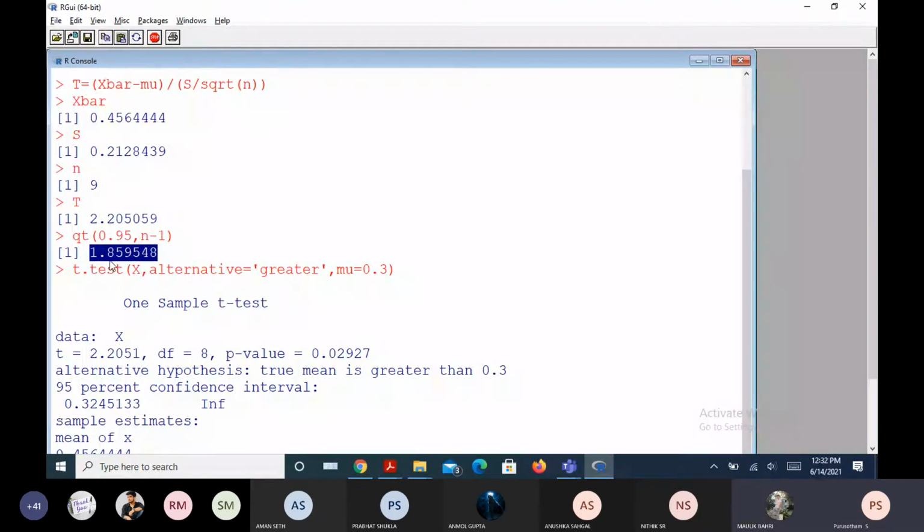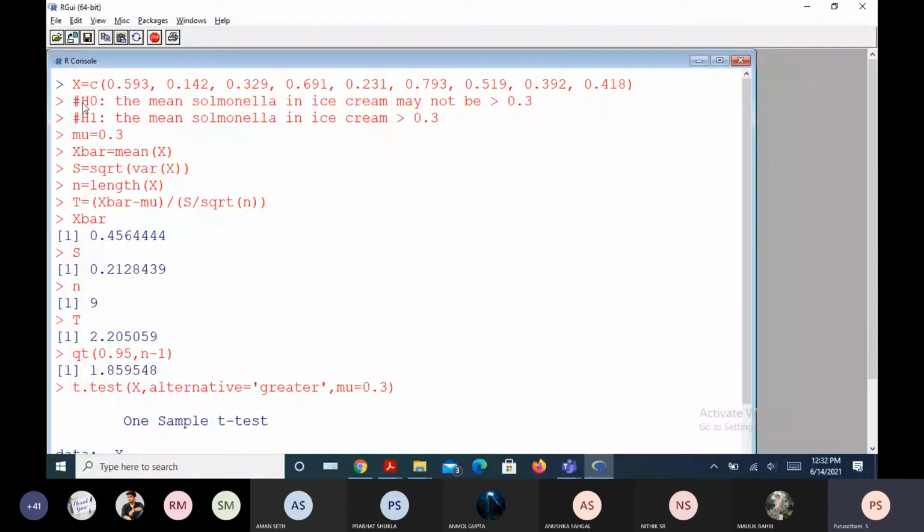Yes, sir, it's higher. So in that case, you are going to reject the null hypothesis. When you reject the null hypothesis, then alternatively you are going to favor H1. When you are favoring H1, what does it mean? That the mean is greater than 0.3. So when the mean is greater than 0.3, what is your conclusion? The proportion of average salmonella present in ice cream is higher than 0.3, right?